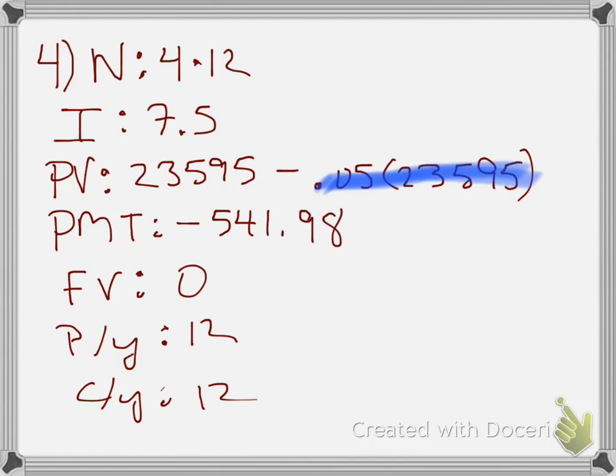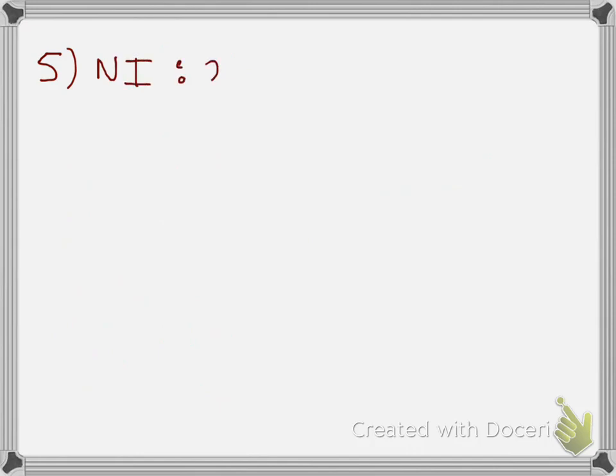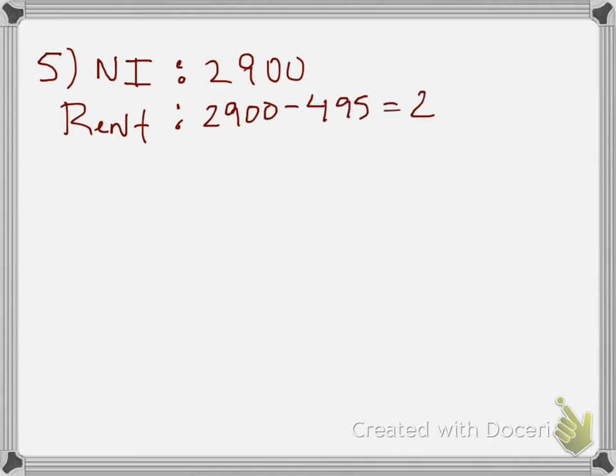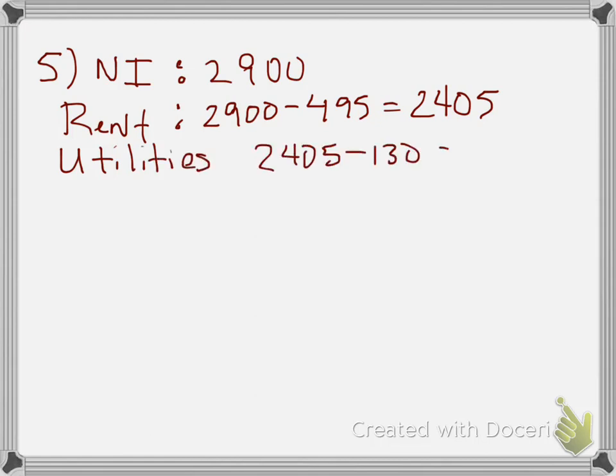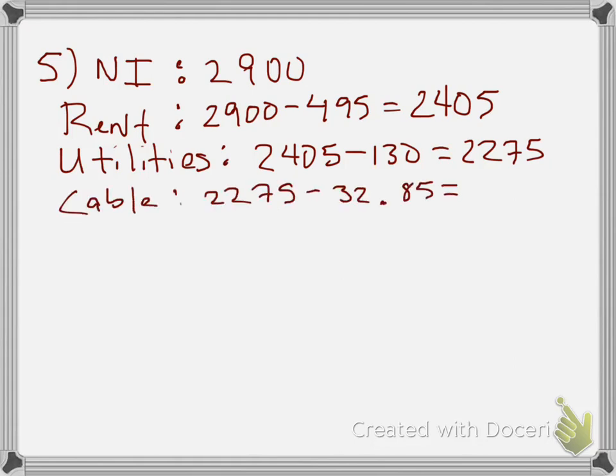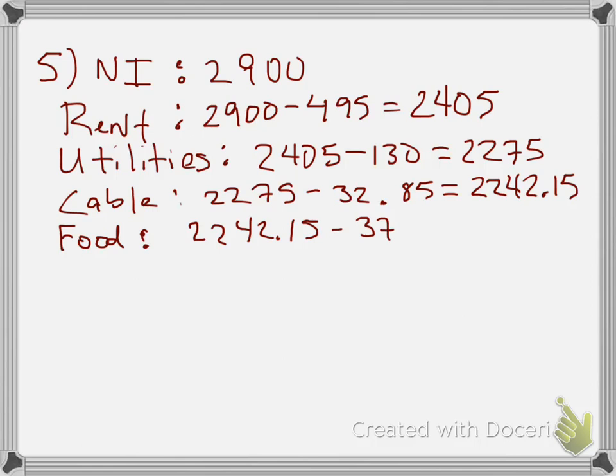Now number 5 basically asks you to go through saying here's the net income, then subtract the rent from that, and then start subtracting all the bills. Just keep subtracting and keep writing your answers. That's all you're doing here. Subtract, answer, subtract, answer, and it just keeps going on. It'll take a few seconds to get through it all, but that's pretty much all you've got to do there.